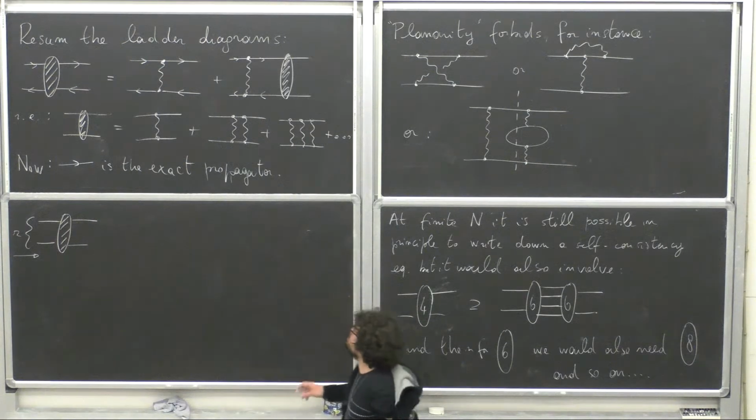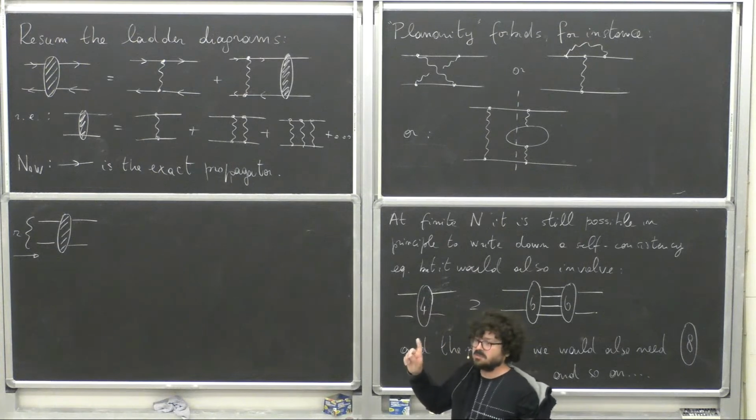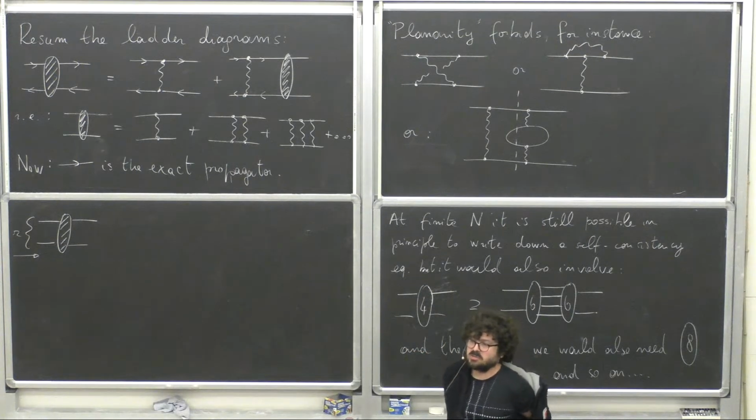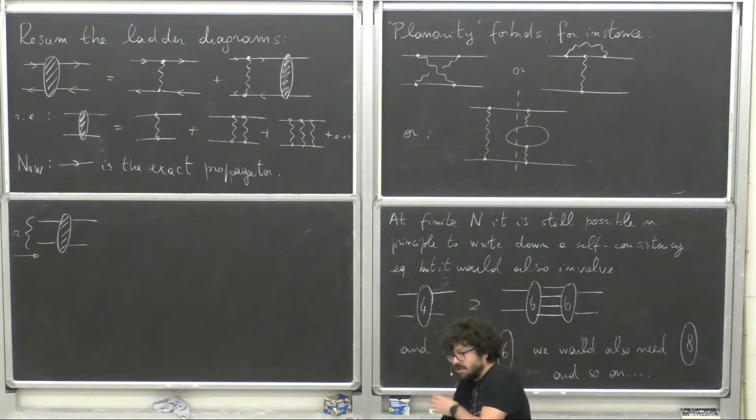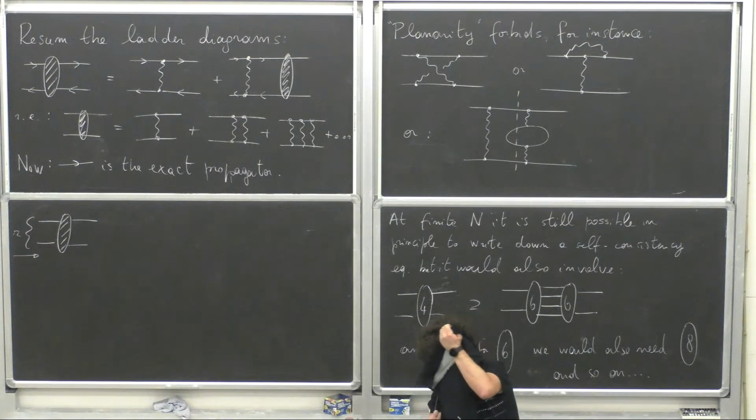I just want to say that there is nothing special about large N in the fact that we can write a self-consistency equation. What is special is that it truncates only at the level of the 4-point function. And so we can write it, and that really makes it useful, because otherwise it would be impossible to make progress.